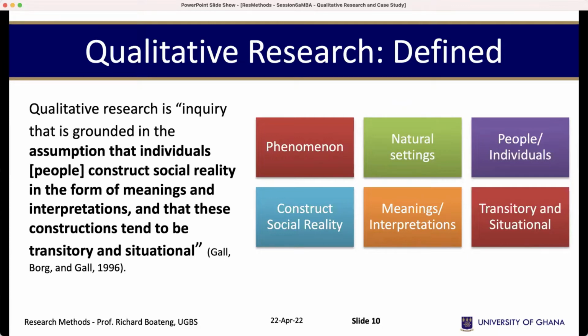Those people have also constructed a view of reality. And that view of reality is what you want to unravel in the qualitative research process, to understand what meanings and interpretation they have about the reality. But in doing so, you yourself have to appreciate the fact that whatever findings come out are transitional and situational. That means that it's subjective, it's transitional and situational.